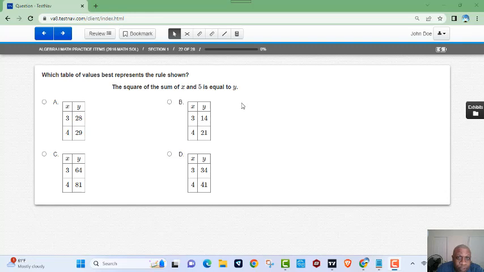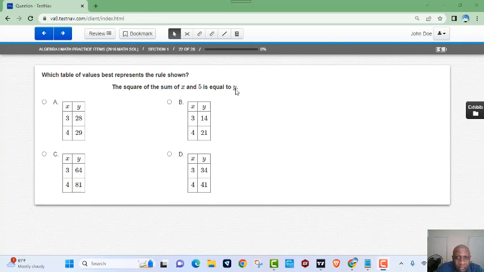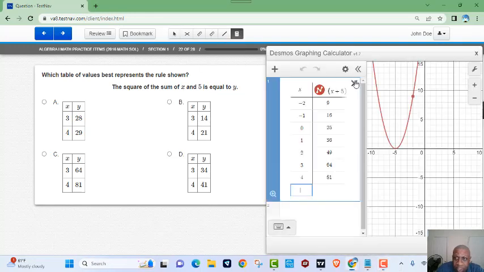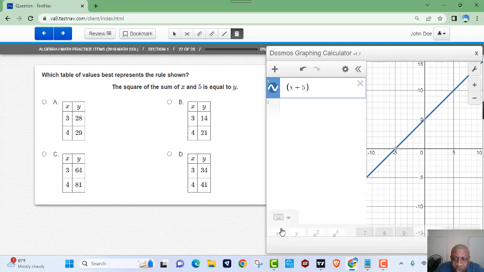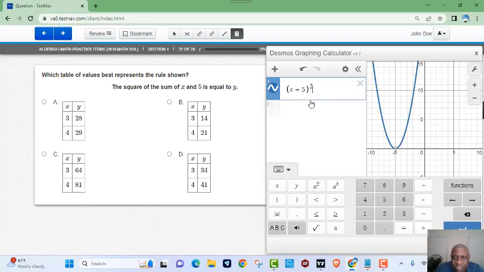Okay, let's look at question 22 here. Which table of values best represents the rule shown? The square of the sum of x and 5 is equal to y. All right, okay, let's pull out the calculator here. So the square of the sum of x and 5. So the sum of x and 5, so x plus 5, and then squared. The square of that amount is equal to my y.